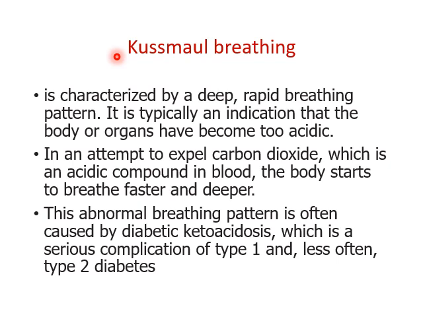And there is another type of breathing known as Kussmaul breathing, and this is characterized by a deep, rapid breathing pattern. It usually indicates acidosis, and this is typically observed, for example, in patients who have uncontrolled diabetes, type 1 or 2, and they have ketoacidosis. They start to breathe really deeply and at a very fast rate. This is known as Kussmaul breathing. This is also something that you should remember because it's important in the diagnosis of ketoacidosis.